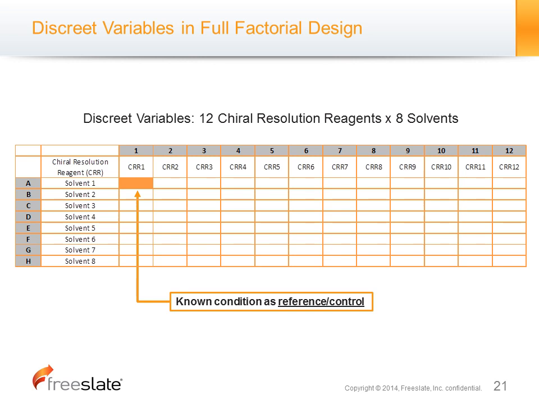Here, I just want to give you a quick example of what a full factorial design looks like, right? In this case, just for illustration, we have 12 chiral resolution agents and 8 solvents. So we typically put up a 96 well plate design. In this case, it's 12 chiral resolution reagents and 8 solvents. Typically, in a design, we always put a known condition as a reference or control. In this case, when the screening is done, that particular condition should give us similar results to what is done in the lab.